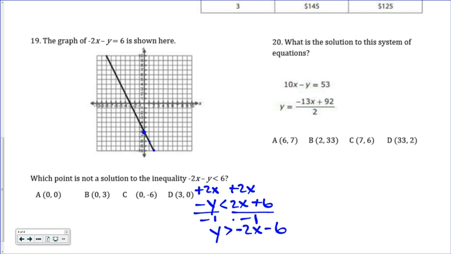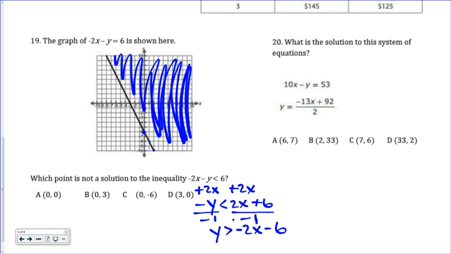So here I can double check. All of my y values have to be greater, so I'm going to shade above. So it's up here. And then all we have to do is check and figure out which one of these is not a solution. So if you find 0, 0, that works. 0, 3, that works. 0, -6. This is a dotted line because it is a less than symbol. So 0, -6 does not work, and 3, 0 is right here.